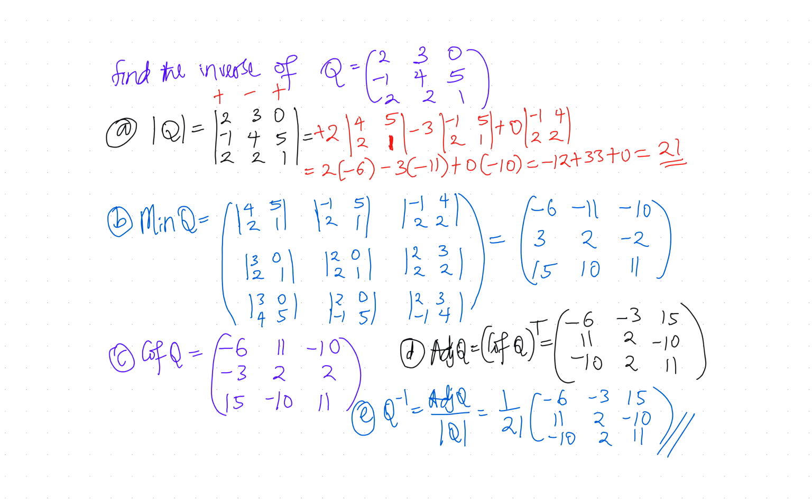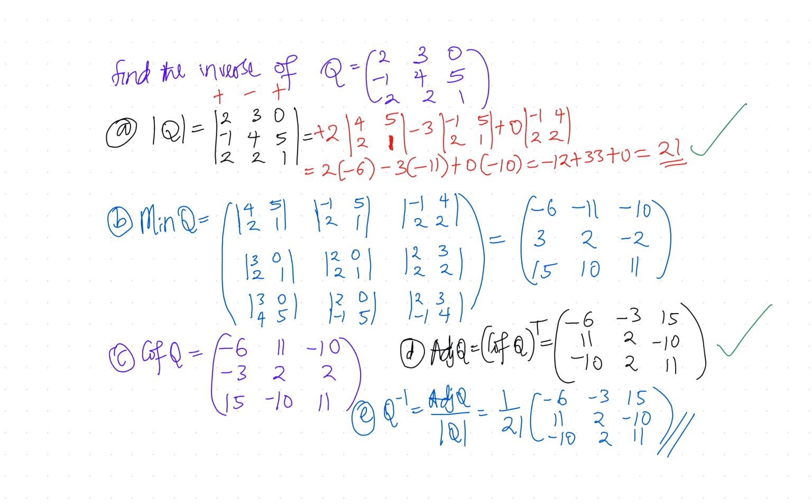Since you have the adjoint and you have the determinant, the rest is simple. You just need to now say this. So Q inverse is equal to adjoint of Q over determinant of Q. That's the whole adjoint divided by 21, which is the same thing as 1 over 21 times that. Of course, you can simplify this if you like. So if you want to try to simplify that, you can simply do this.